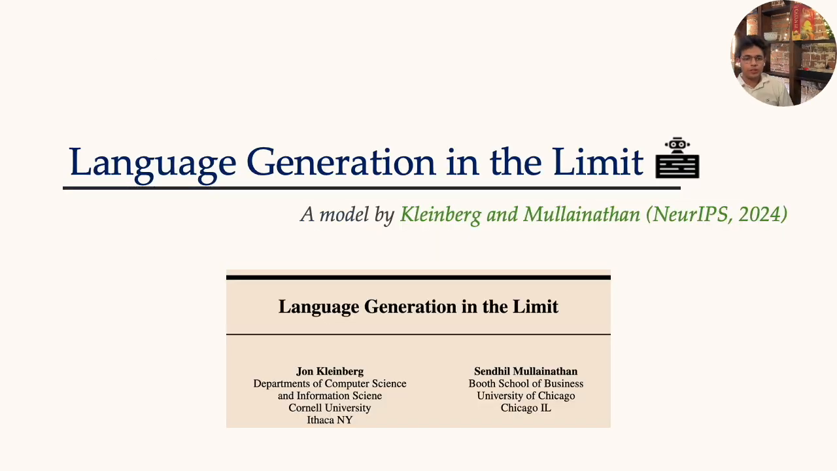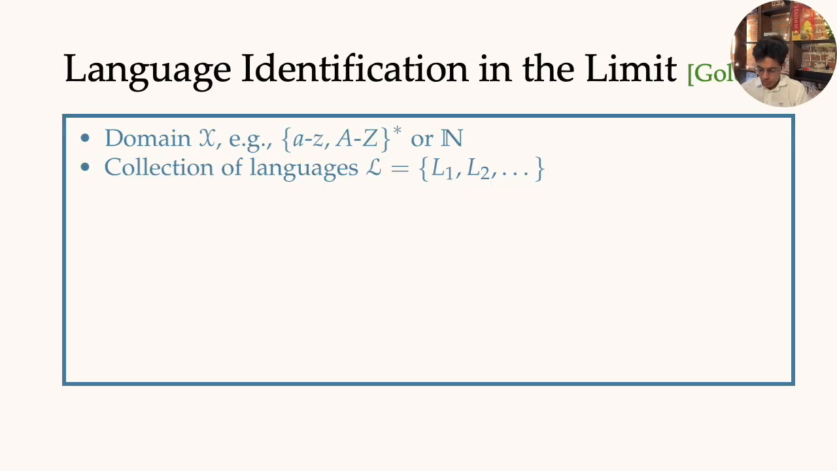We will study this question in the model of language generation in the limit introduced by Jon Kleinberg and Sendhil Mullainathan, building on the work of Gold. Before getting to their model, I'll present Gold's model of language identification in the limit. This model is defined by a domain, which for now can be thought of as the set of all finite strings over an alphabet, and a concept class of languages, among which there'll be a target language that we want the language model to generate. For now, one can think of this collection as the set of all regular languages or all context-free languages.